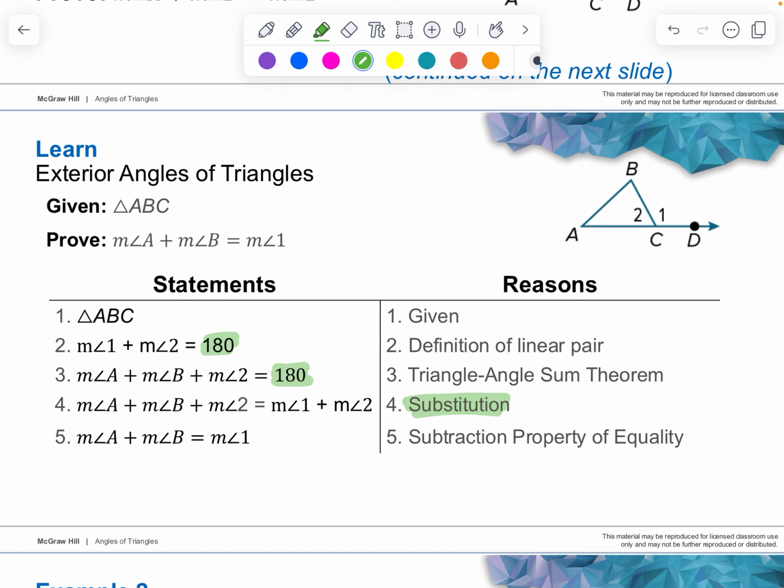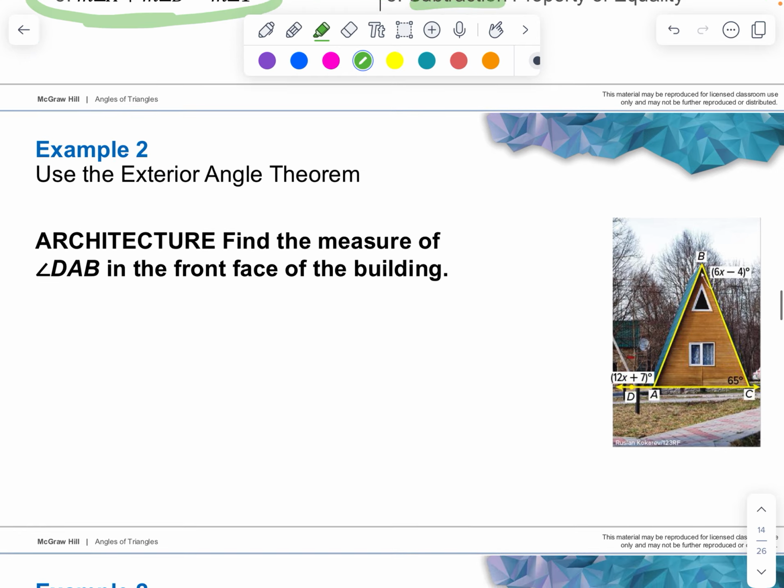Okay? And then we're going to get rid of those measure 2's by subtraction. And here it is. Measure of angle A plus the measure of angle B equals the measure of angle 1. We have proven that the two remote interior angles are equal to the exterior angle every single time. Every time. Super cool. So let's try it.